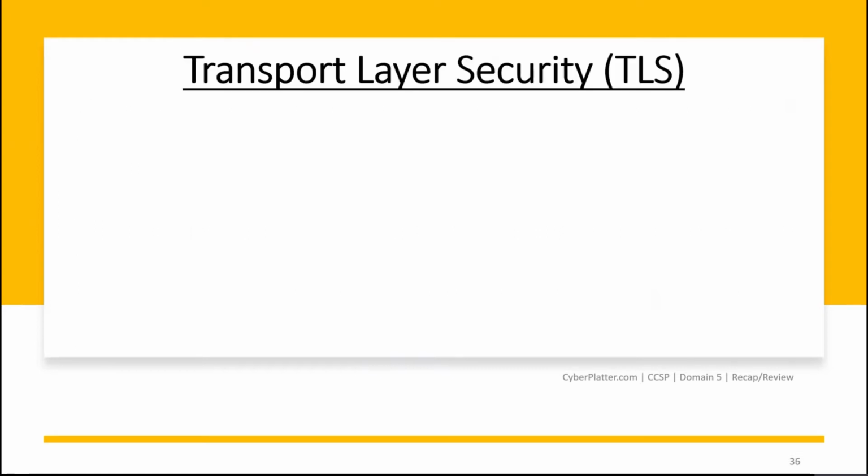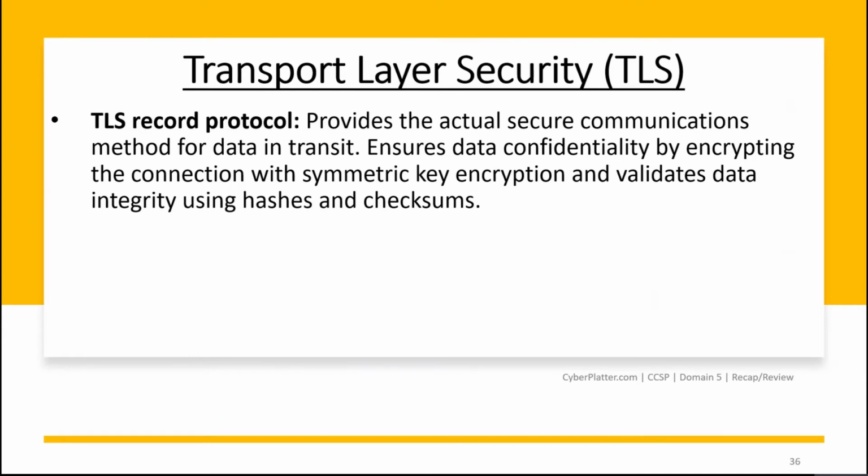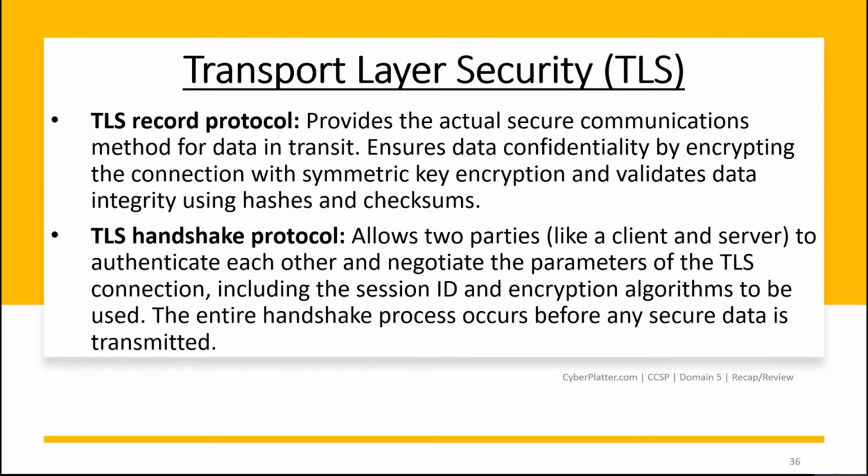Transport layer security (TLS). TLS record protocol provides the actual secure communications method for data in transit, ensures data confidentiality by encrypting the connection with symmetric key encryption, and validates data integrity using hashes and checksums. TLS handshake protocol allows two parties like a client and server to authenticate each other and negotiate the parameters of the TLS connection, including the session ID and encryption algorithms to be used. The entire handshake process occurs before any secure data is transmitted.